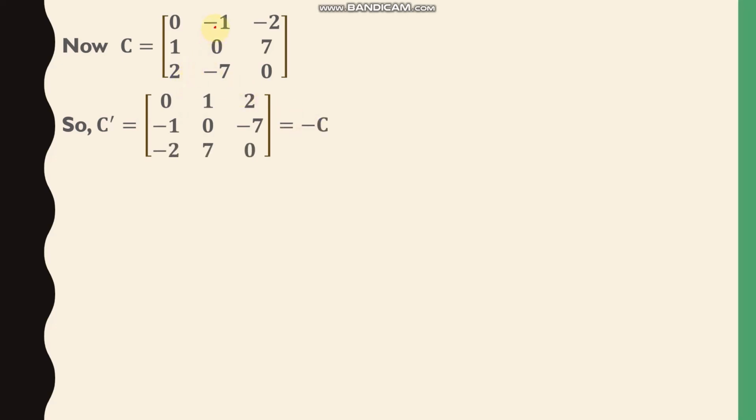Okay, you can see all the elements in C transpose have the opposite sign to those in C. If it is -1 here, here we have 1. If it is -2 here, here we have 2. Here we have -1, here we have 1. So all the elements have opposite signs. So C transpose is equal to -C, so C is a skew symmetric matrix.